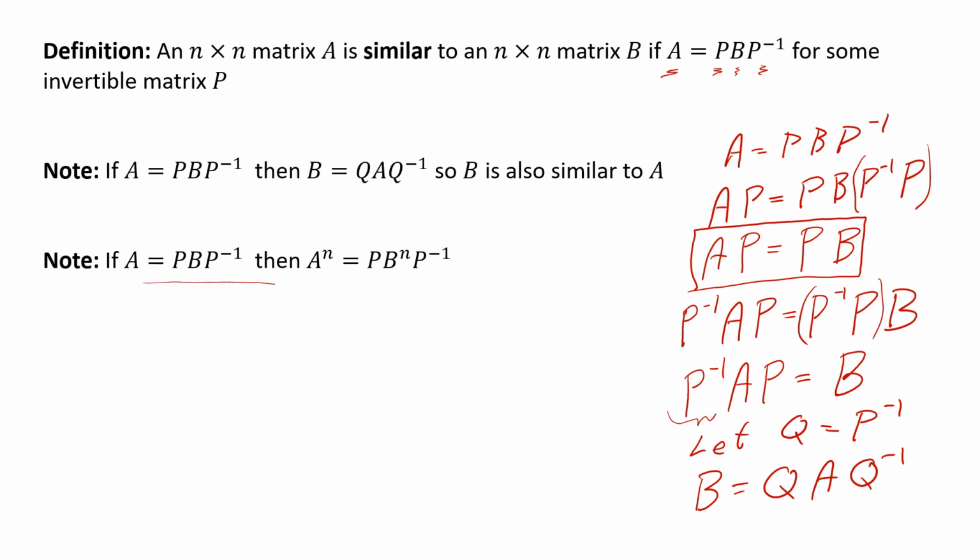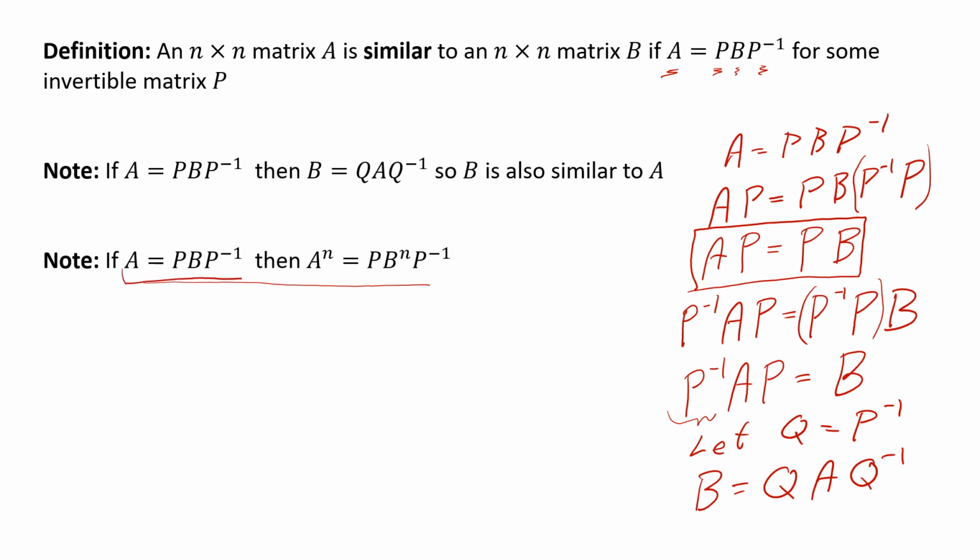Another note for something we're going to use later is that there's this idea of powers with a matrix. If A is similar to B, then A raised to the n, which is A times A times A, n times, is similar to B raised to the n. And why is that? We can see why.